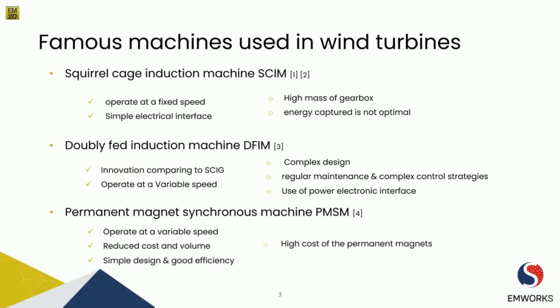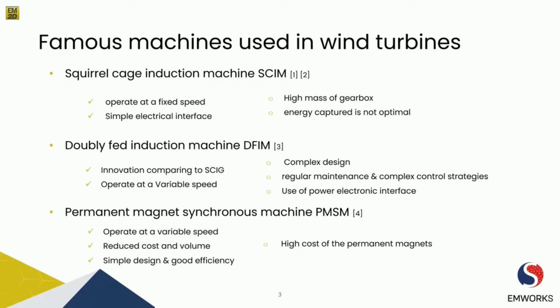First we have squirrel cage induction generators. They operate at a fixed speed. They are standardized and have a low cost and less maintenance, using a simple electrical interface and eliminating the power electronics. They are usually used for high power wind turbines, above 100 kilowatts. The use of the gearbox for high speed affects the mass of the wind turbine, and the energy capture is also not optimal because the speed is not controllable and its range of variation is very limited.